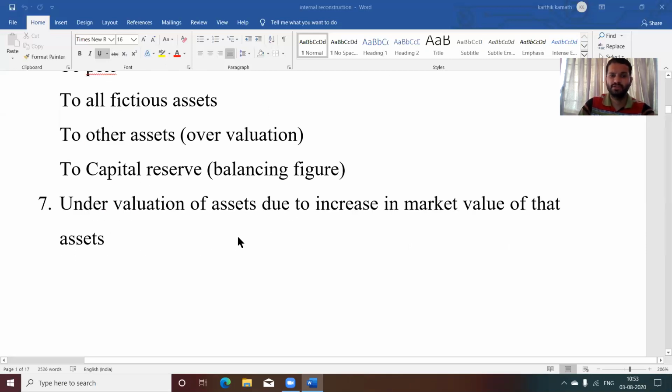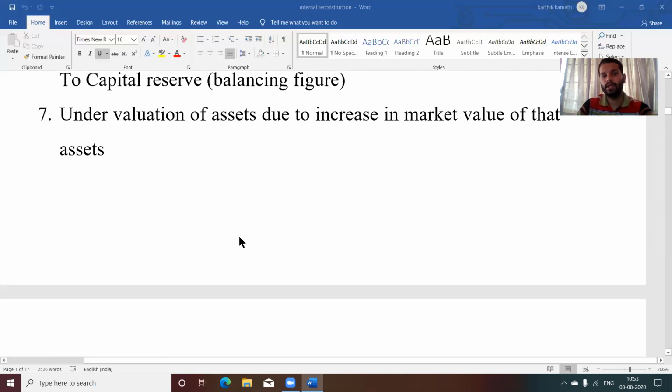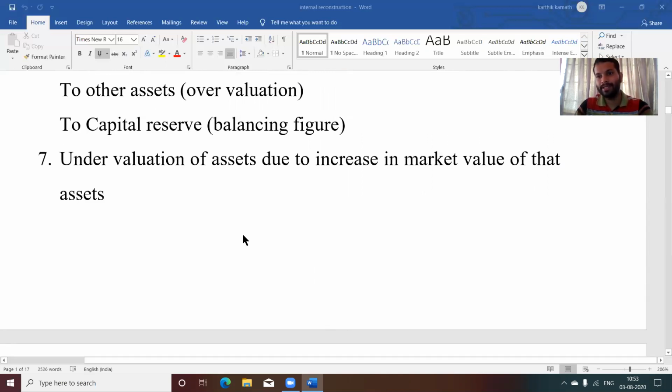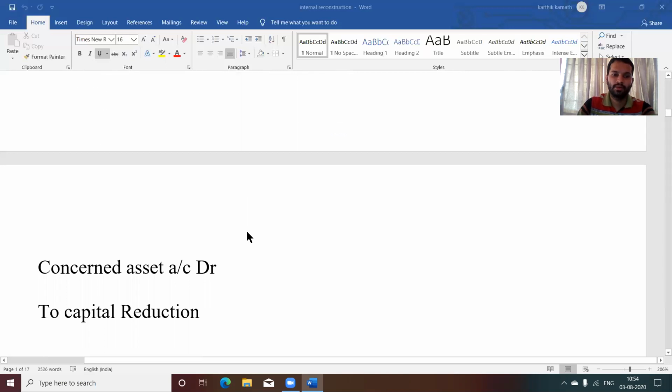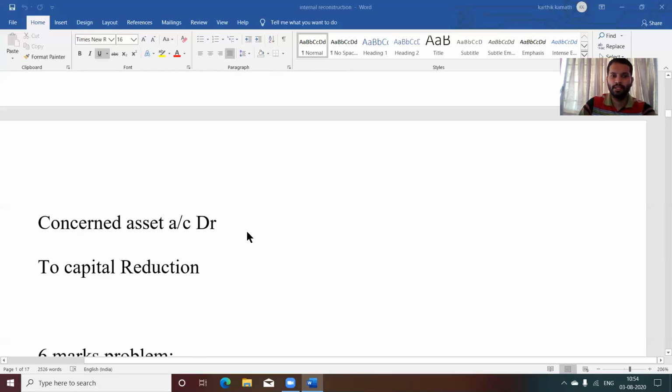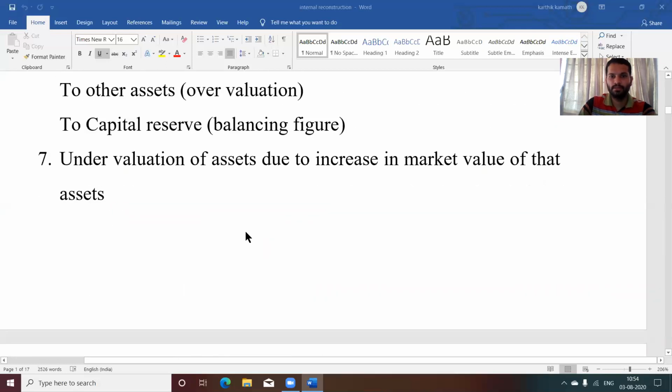Then undervaluation of asset due to increase in the market value of that asset. So what do you mean by undervaluation now? Suppose the value of machinery is 1 lakh and it is undervalued here by 20,000. Undervalued by 20,000 means now the value of machinery is 80,000. In that case, what happens? Concerned asset account debit to capital reduction account.